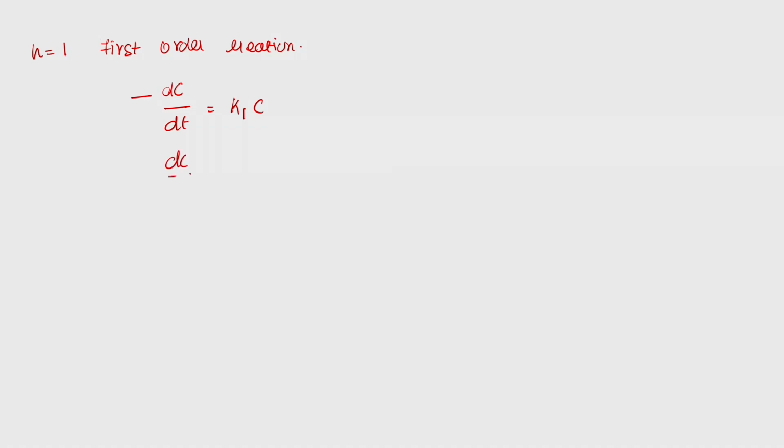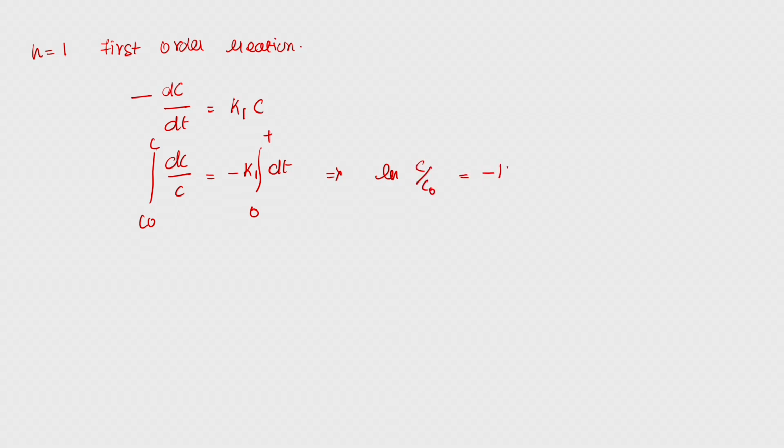So, dC upon C is nothing but minus K1 dt. I will integrate from the initial concentration to the final concentration, from the initial minute to time t. This gives ln(C/C naught) equal to minus K1 t. So, if you want to calculate the concentration at any point of time, C equals C naught e power minus K1 t.